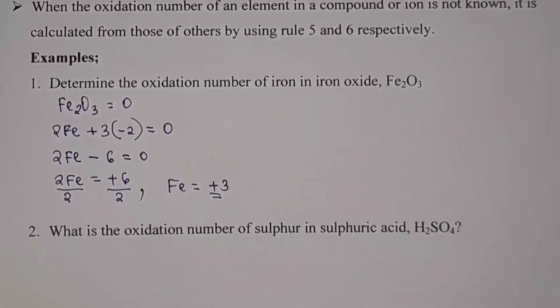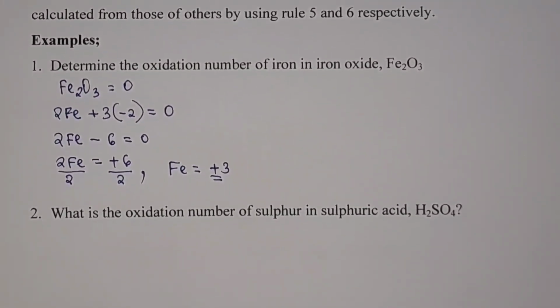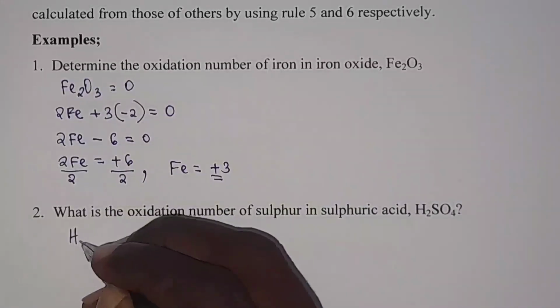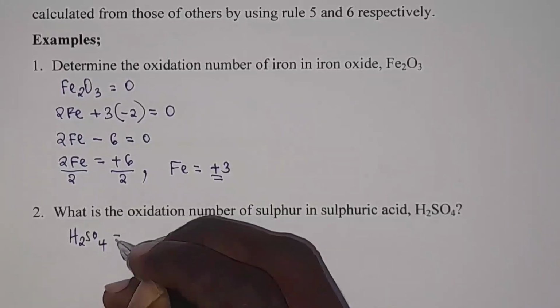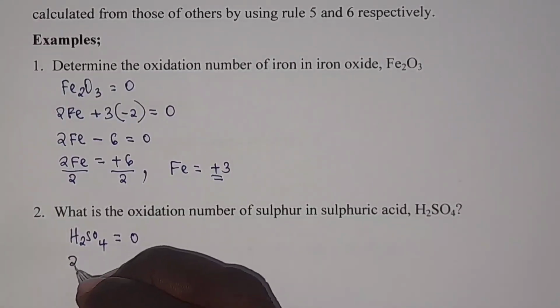So question number 2. We are told, what is the oxidation number of sulfur in sulfuric acid? So how have they written the sulfuric acid? H2SO4. This is a compound. So we are going to write first of all the compound. And the oxidation number of a compound is 0. So we know the oxidation number of hydrogen. So let's write first of all 2 in bracket.